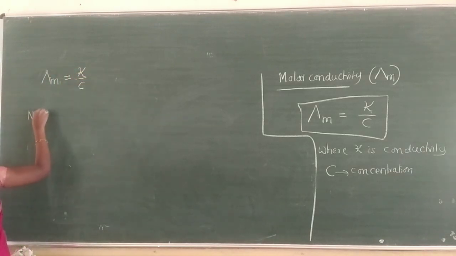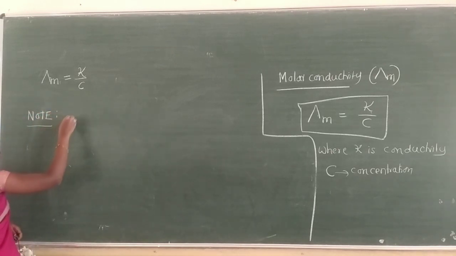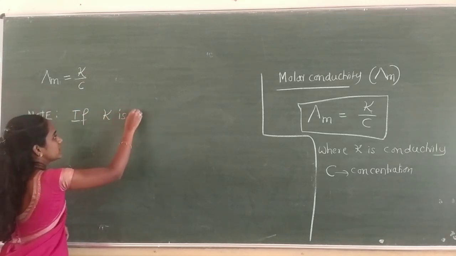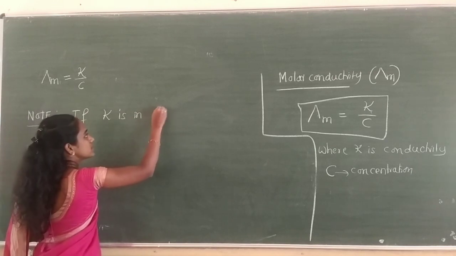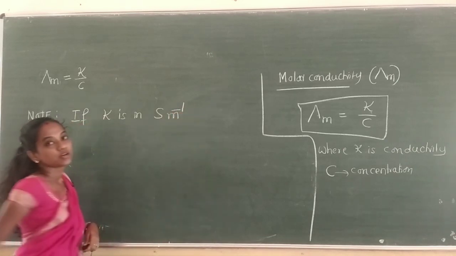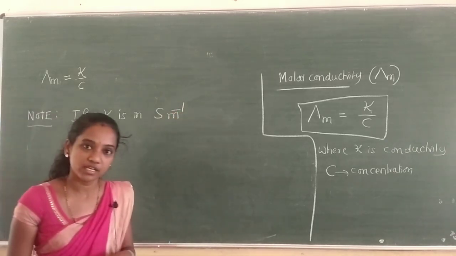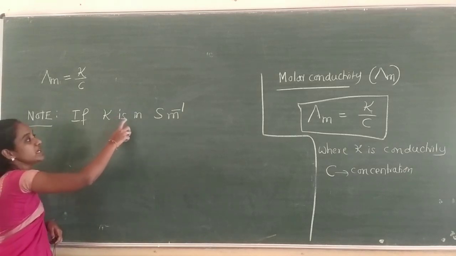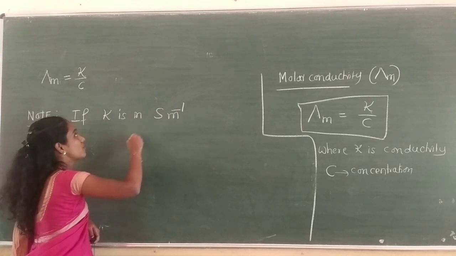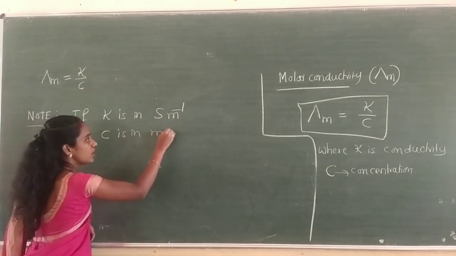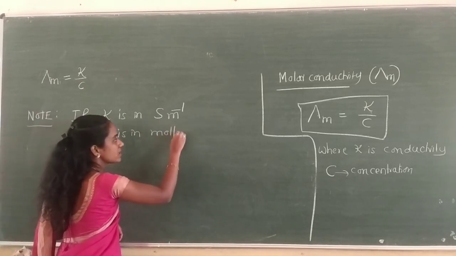Note, this is required while solving the problems. Okay. So if K, kappa or conductivity, is in Siemens meter inverse, we know the unit of conductivity, isn't it? So if the unit of conductivity is in Siemens meter inverse and the concentration is given in mole per meter cube.